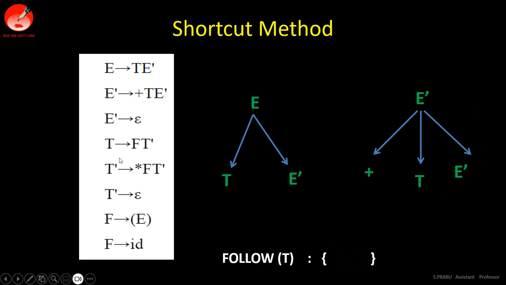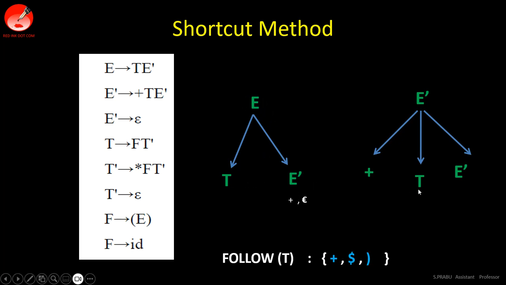For follow of T, again these two rules have capital T in the right hand side. The next element is E dash. The first of E dash is plus and epsilon. If it is plus, you can add plus here. If it is epsilon, that means there is no element, so you can add the follow of capital E into T. Follow of capital E is dollar symbol and close bracket.